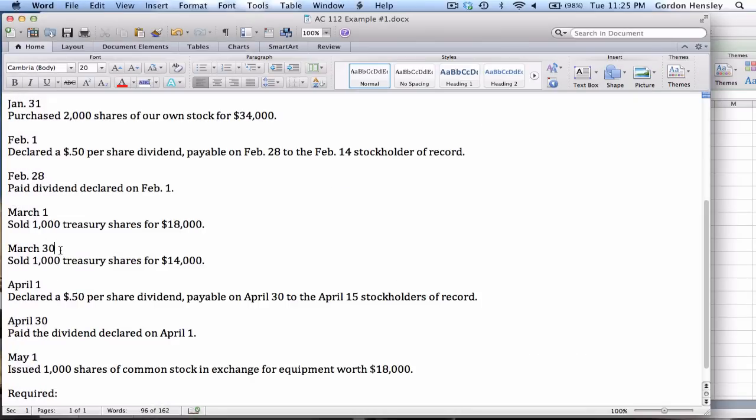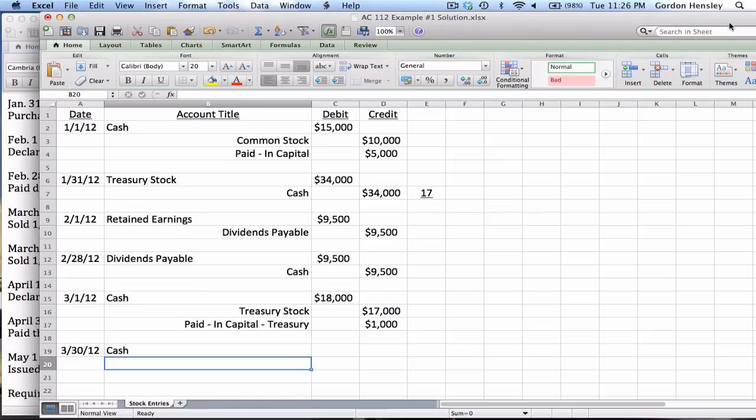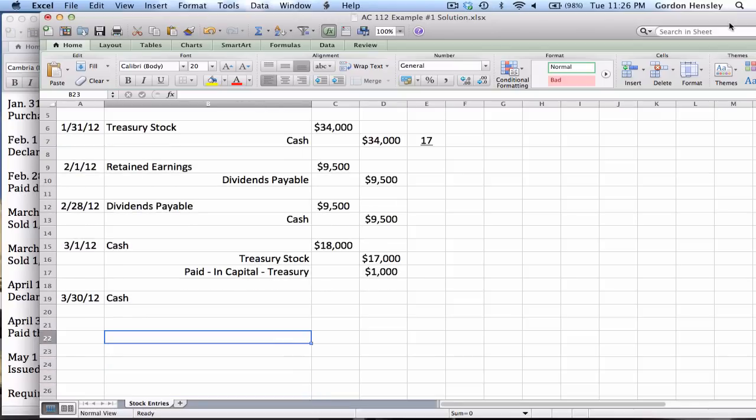Then the next transaction is on March the 30th. Here we're going to sell the remaining 1,000 treasury shares, but this time only for 14,000. Well, what happens sometimes is when we start selling this treasury stock, over time the price of the treasury stock goes down. Now when I do this journal entry, I'm going to debit cash, but I'm going to skip a couple of spaces there and leave myself some extra room, because this one is not going to work out quite so nicely.